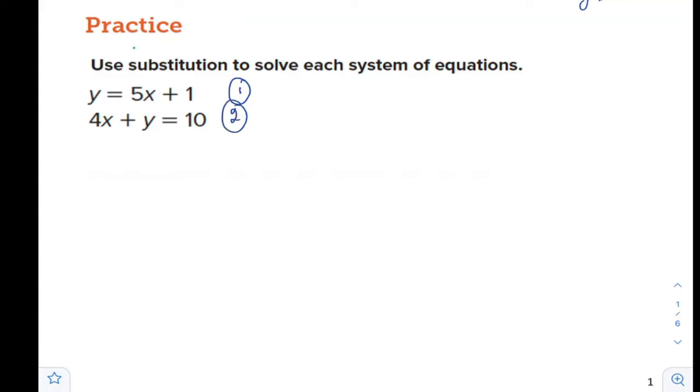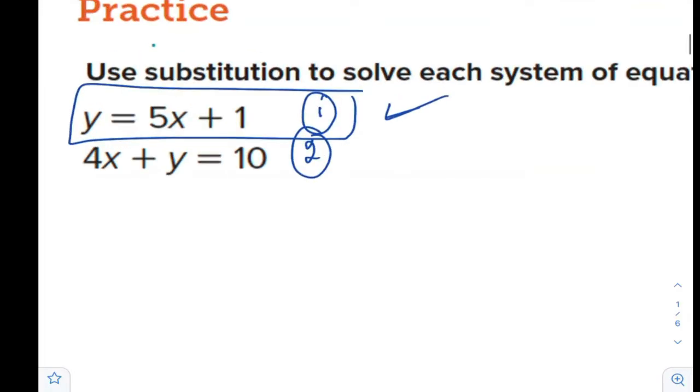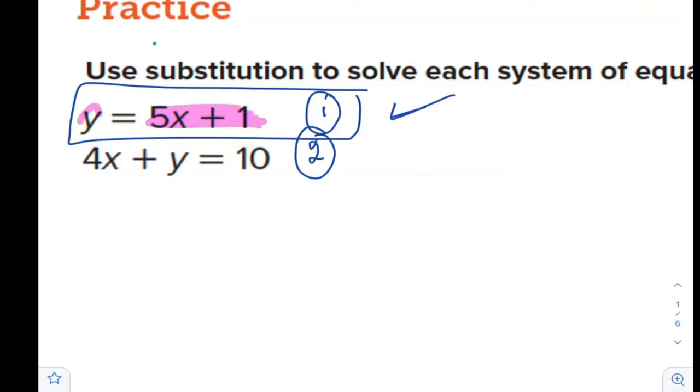Now, it is very clear here that equation 1 is ready to give. y is already isolated, so for equation 1, mission is done. It will send directly the value of y. This is the value of y that will be replaced in equation 2. So equation 1 will give. Now, this is equation 2.